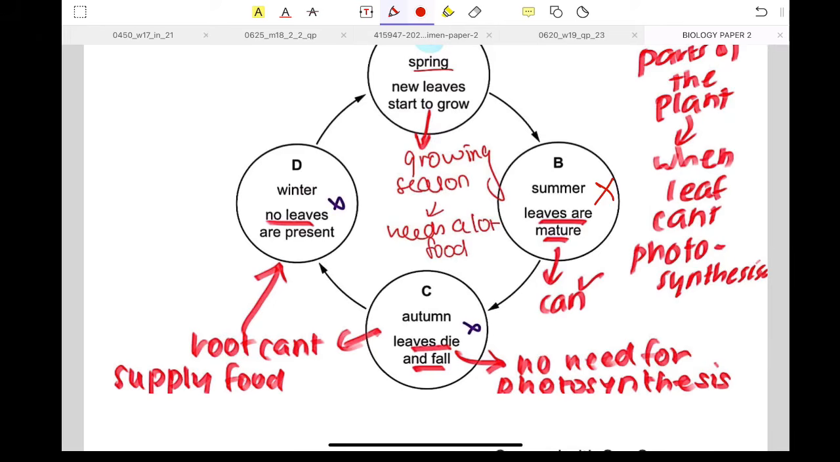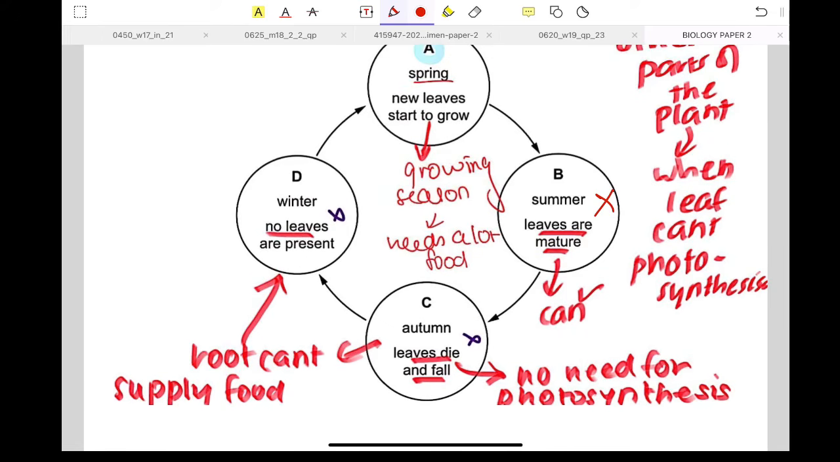Autumn, leaf dies and falls, so there is no need of photosynthesis, right? There is no need to supply any food because nothing is growing, which means that the root is not very active as a source. In winter, no leaves are present. Again, apply the same concept because there is nothing present, so the root does not need to really supply anything, so it's not really active as a source, right?